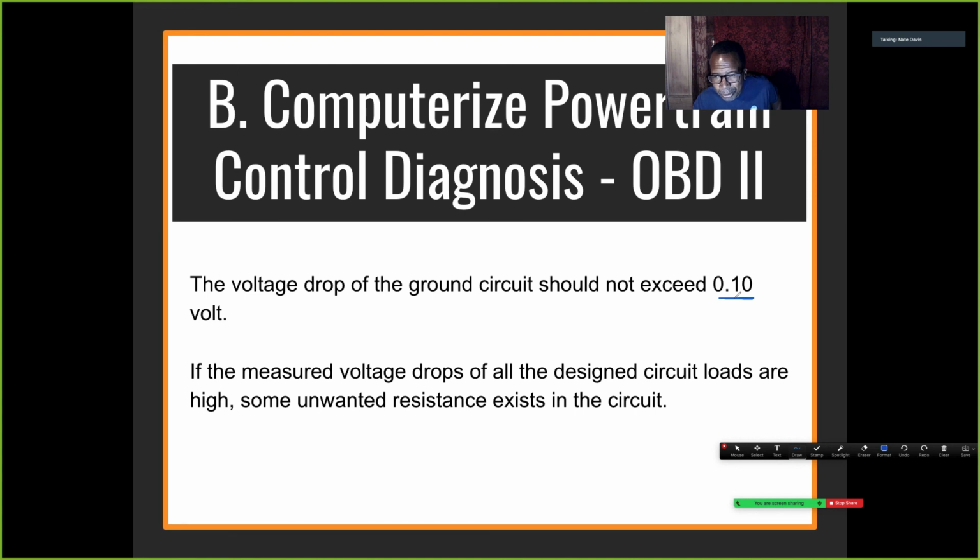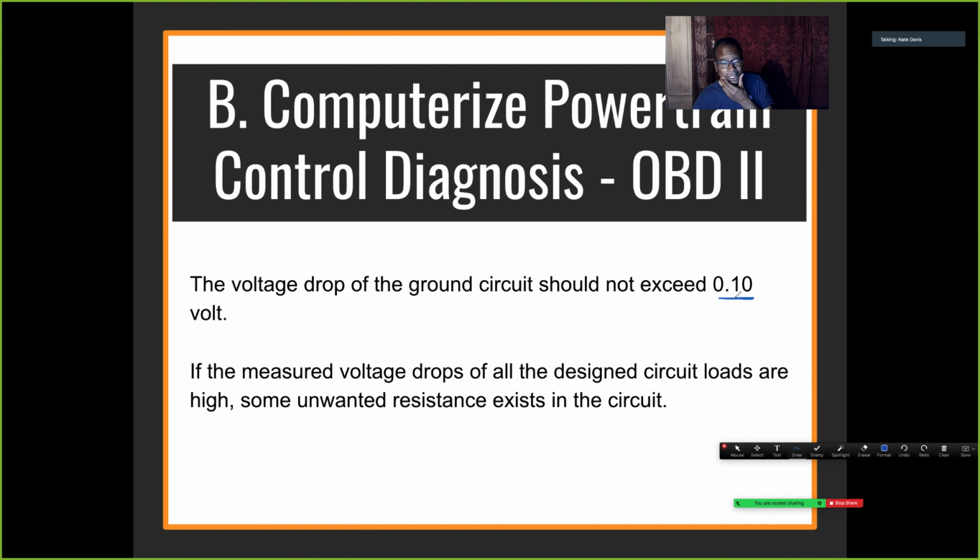Okay? You have an open ground. So anything higher than 0.1, you got resistance on the ground side of that circuit. If you have system voltage, you don't have a ground. You have an open circuit on the ground side. Sometimes that's good, sometimes that's bad.